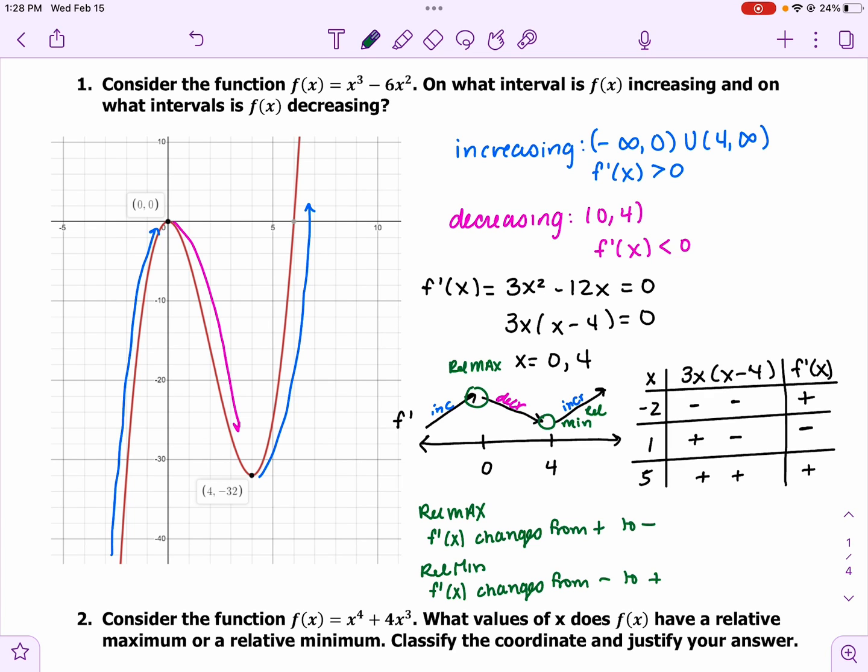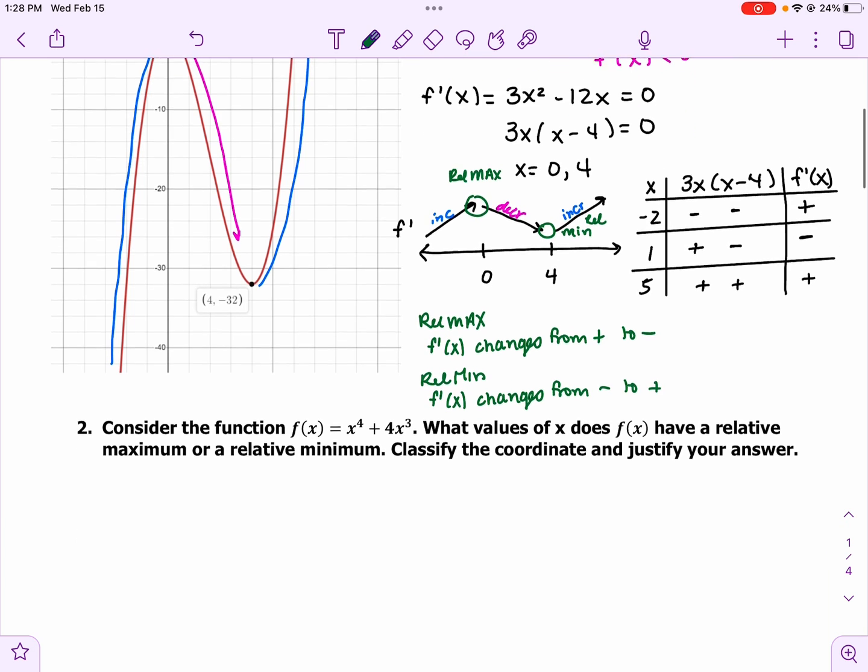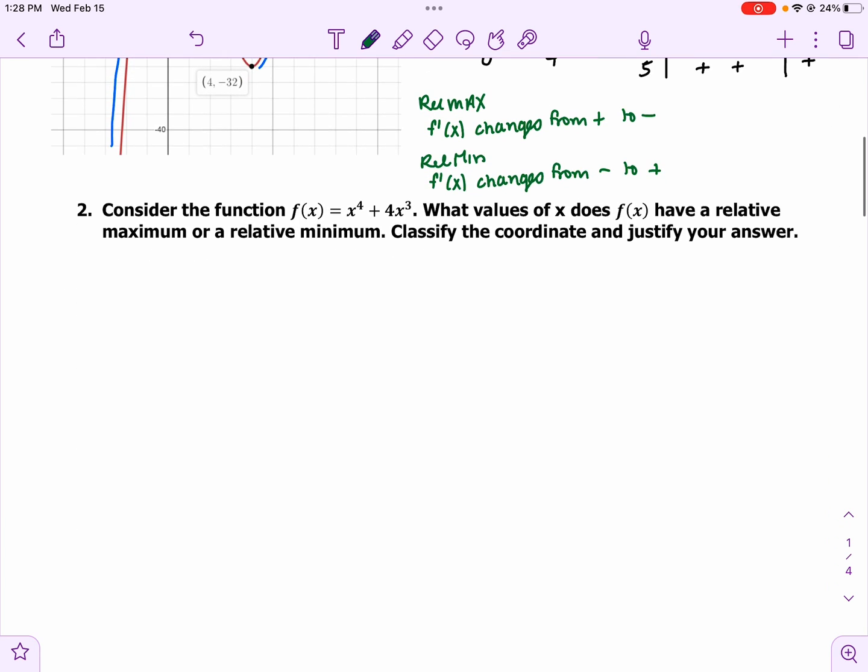And that's because we want to take a look at our functions. We want to see, well, maybe there are times where our function is decreasing in two areas or increasing in two areas next to one another. Take a look at what I mean by making this statement. Because let's consider the function x to the fourth plus 4x cubed. And I'm asking you to decide, where does f of x have a relative max or a relative minimum? Classify the coordinate and justify your answer.